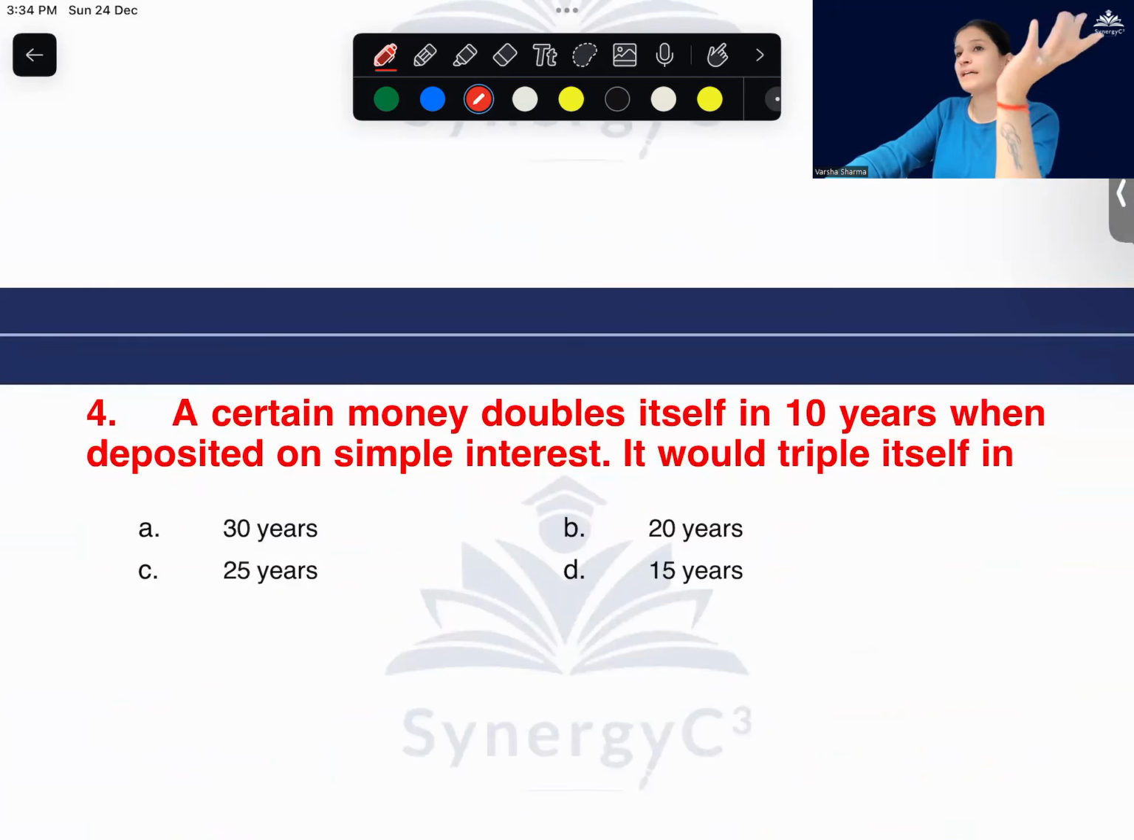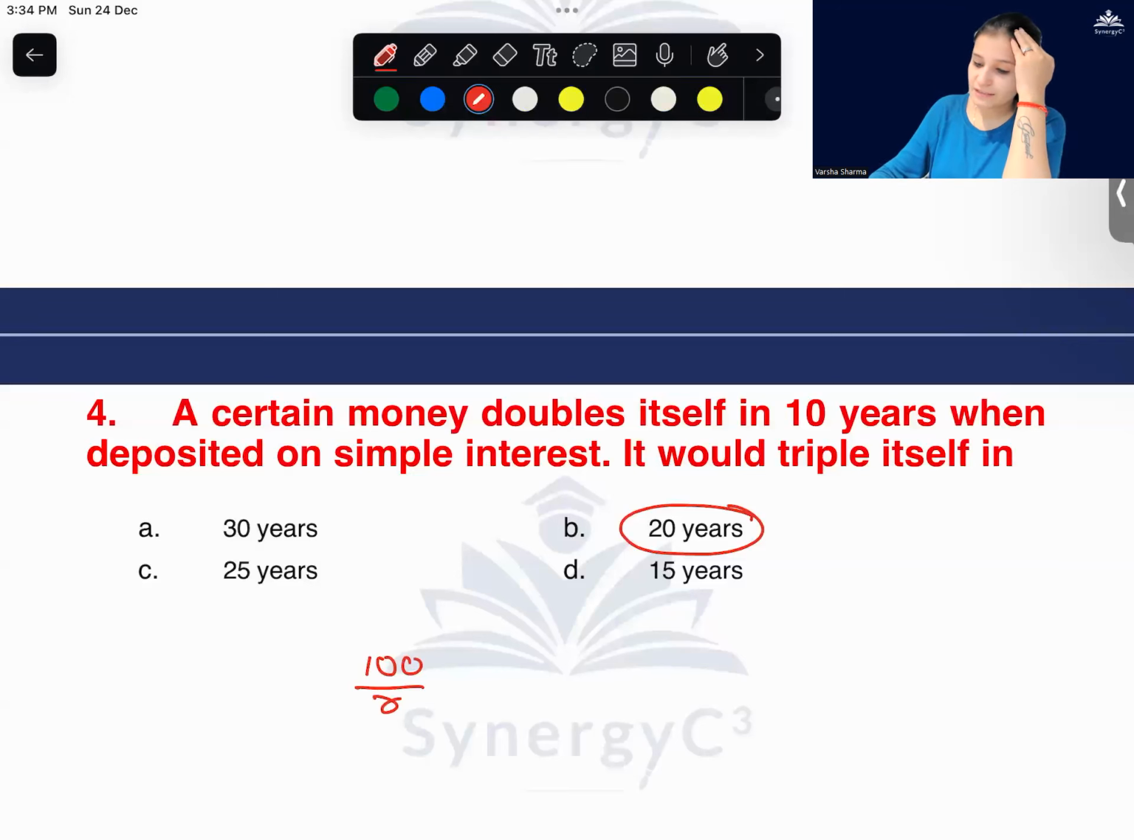Don't need common sense. P becomes 2P in 10 years. For one more addition of P, it will need how many more years? More 10 years. So it's going to take how much total? 20 years. And still you want to use the formula? So 100 by R. That's the double formula.